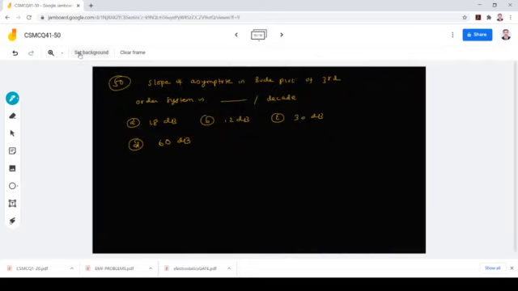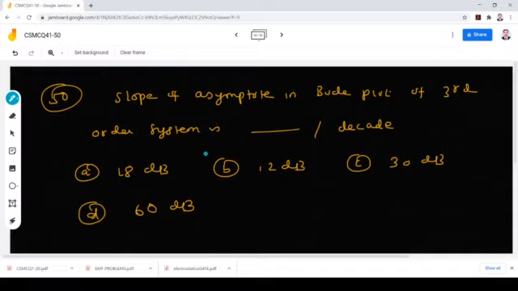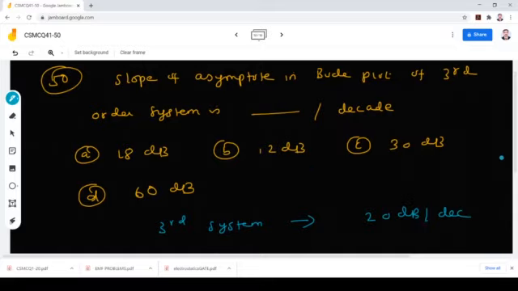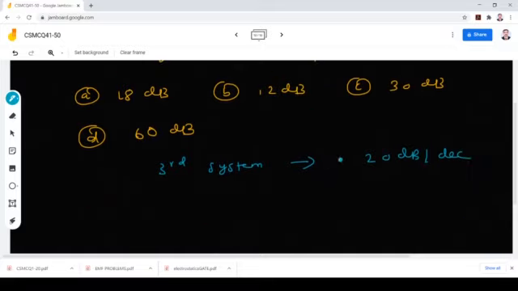And the 50th question is what they are asking: the slope of an asymptote in the Bode plot of a third order system is given by dash per decade. So it is a third order system. Fine. So for an nth order system, the slope is n into 20 dB per decade. It is a third order system, so 3 into 20 decibel per decade, that is 60 dB per decade. So the answer is option D.